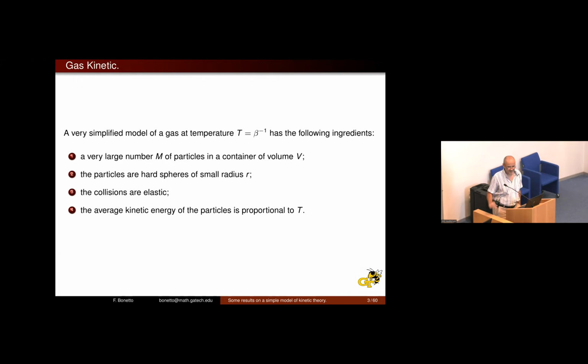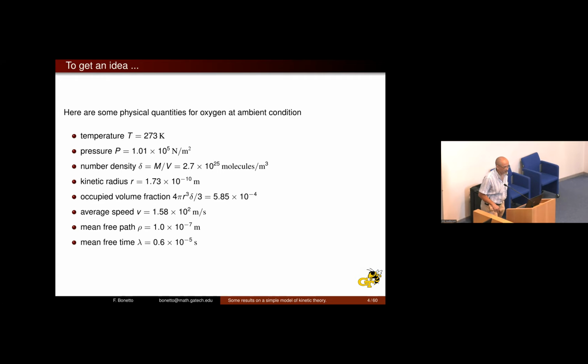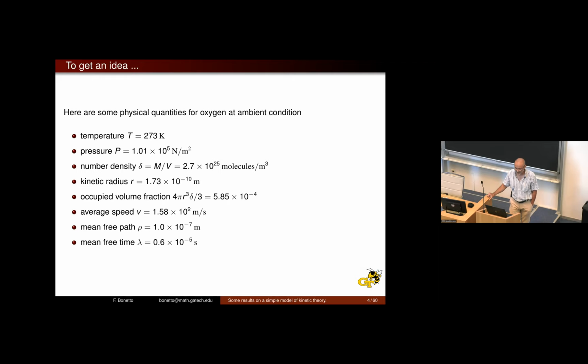Just to have an idea of what these numbers are, this is a cubic meter of oxygen at zero centigrade, 273 Kelvin, at one bar, at ambient pressure. The number of molecules in a cubic meter is roughly 10 to the 25. So when I said a lot, it is a lot. The radius is roughly 10 to the minus 10 meter. How this kinetic radius is defined I'm not entering, but it's the one that makes sense for the following. So you have an occupied volume of about 10 to the minus 4, meaning that the vast majority of the space in this room is empty. There is no actual atom.